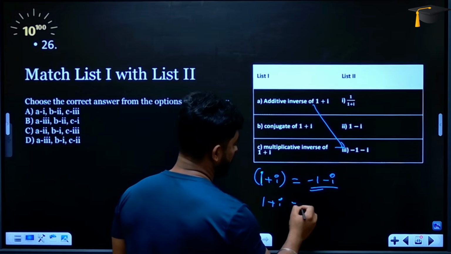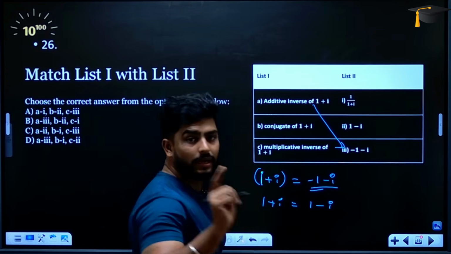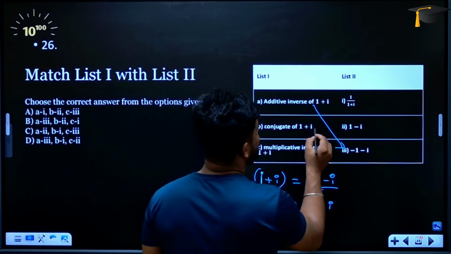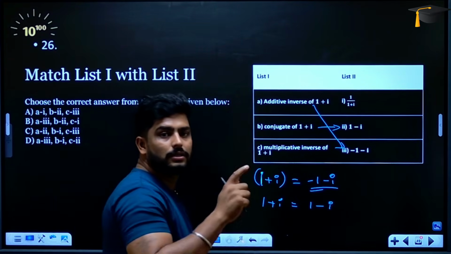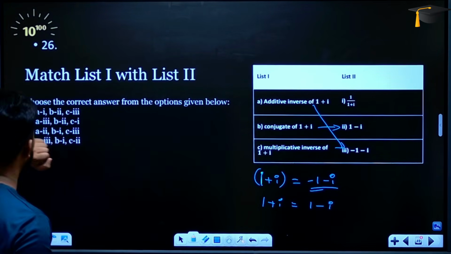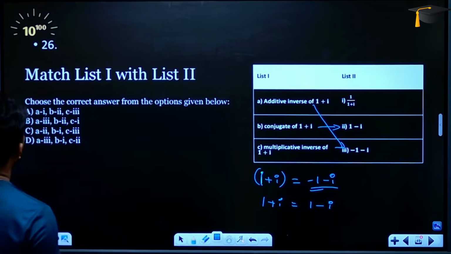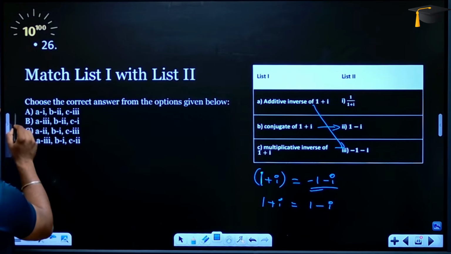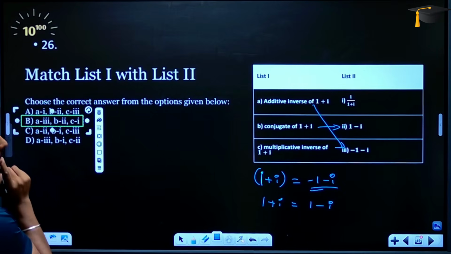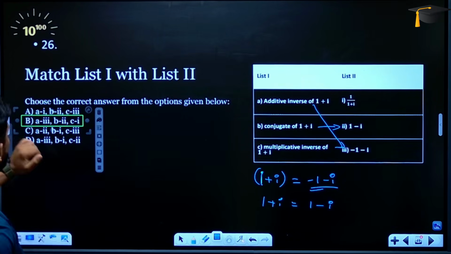Conjugate of 1 plus I is 1 minus I, right? See, that is why I said you always have to be careful. Conjugate of 1 plus I, 1 minus I is right here. It will be jumbled like that, sometimes the answer is right next to it. So for option B, the second answer is correct. A3, B2. So option B, right? Correct. C1. Yes, option B is the right answer.